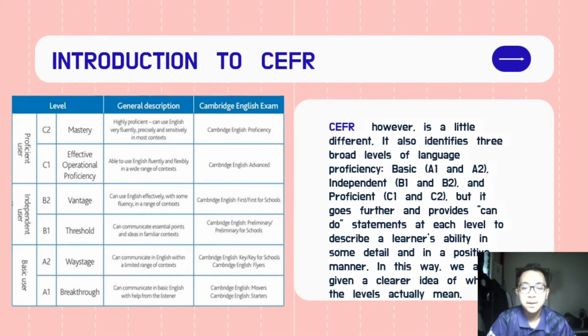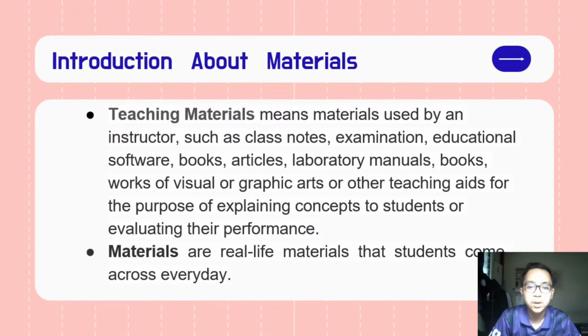But CEFR is a little different. As you can see on the left side of this slide, that is a table of the global scale that identifies 3 broad levels of language proficiency, which are basic, independent, and proficient. But it goes further and provides can-do statements at each level to describe a learner's ability in some detail, and also in a positive manner. In this way, we are given a clearer idea of what the levels actually mean. So that is all about CEFR.